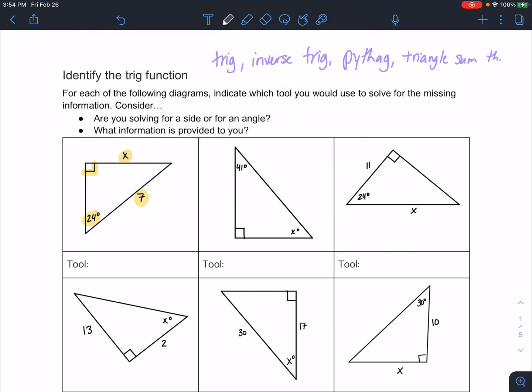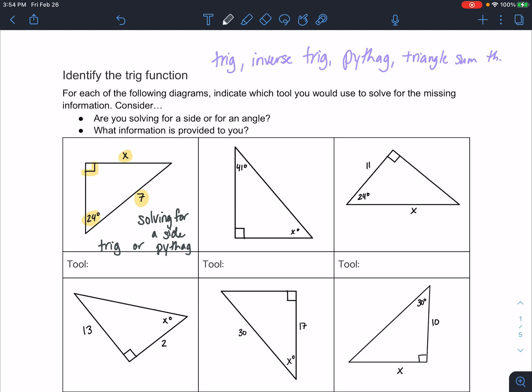The next thing that I'm going to do is think about what it is that I'm solving for. In this case, I'm solving for a side. When we're solving for a side, we have 2 options at our disposal. Either we're going to be using trig, or we're going to be using Pythagorean theorem. I can take that information from my triangle toolbox notes that we took in class. So if I'm solving for a side, I'm either going to use trig, or I'm going to use Pythagorean theorem.